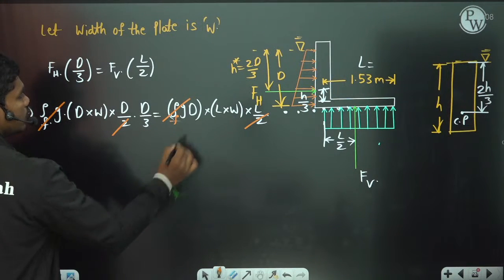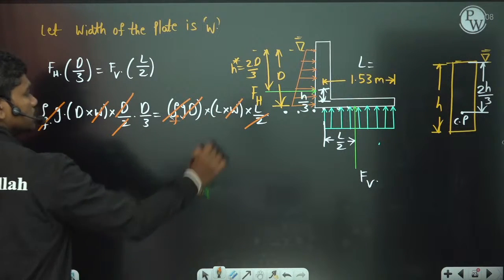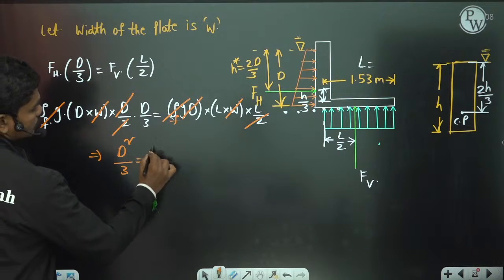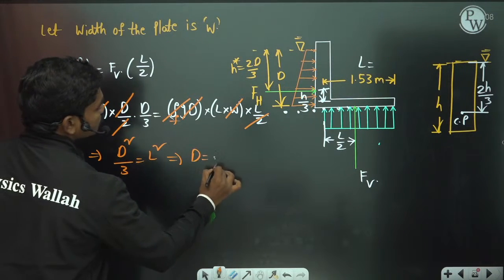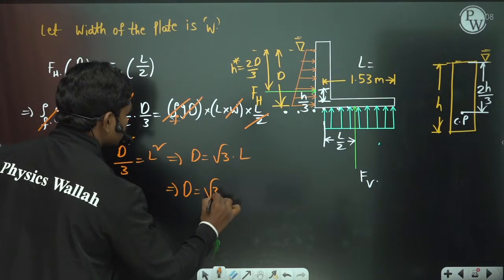Of course, this is also fluid. These two get cancelled. One D gets cancelled. W gets cancelled. So what you have basically is D square by 3 is equal to L square. So D is equal to root 3 times L. Okay, so D is equal to the square root of 3 times this length.